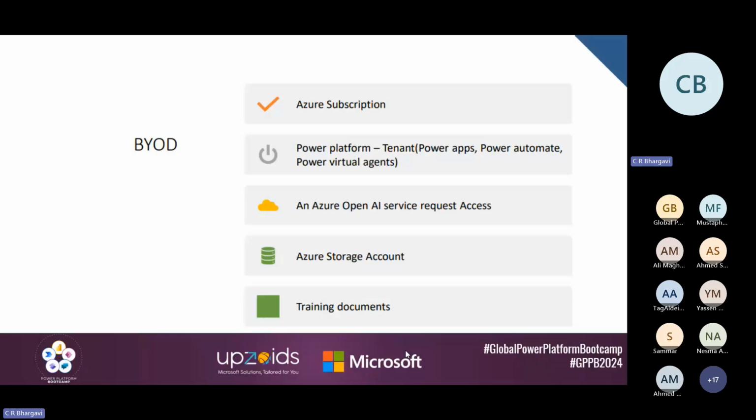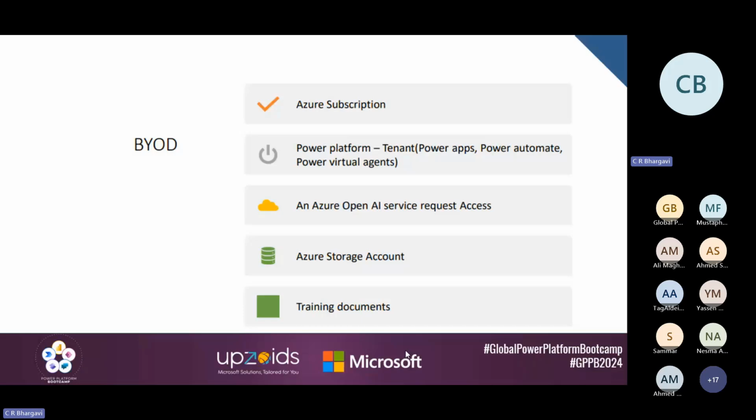building the data with those things, which is something called the bring your own data concept. To get this in action, we need an Azure subscription, and when we want to implement it, we need a Power Platform tenant as well. Apart from that, we need an Azure OpenAI service access request raised, and also an Azure storage account. And apart from that, a few training documents from your organization need to be fed in, which is what we need for the bring your own data concept.